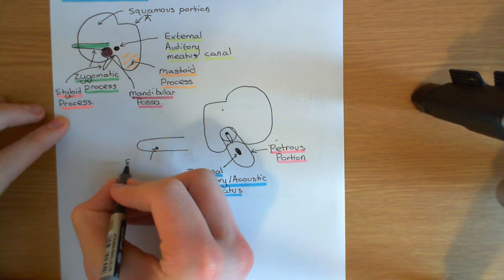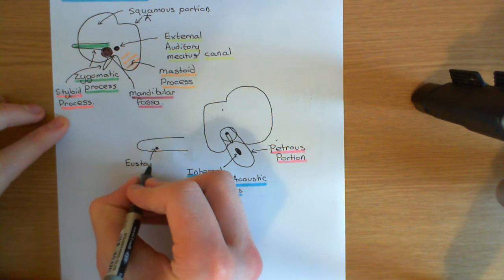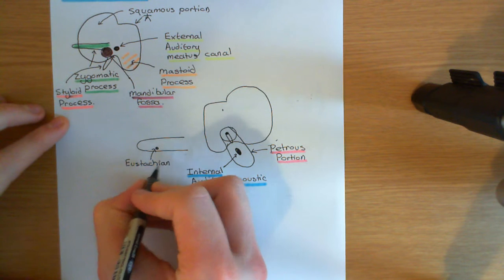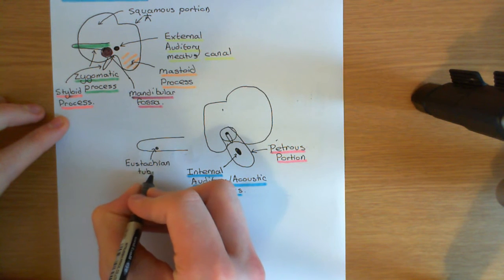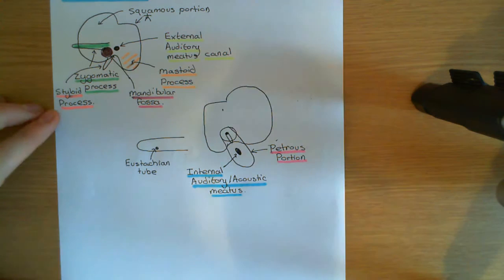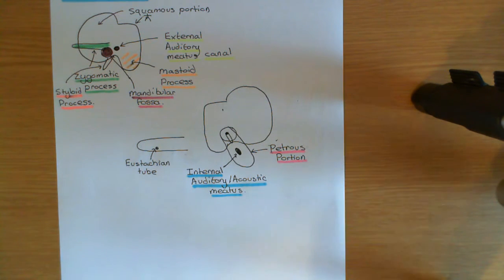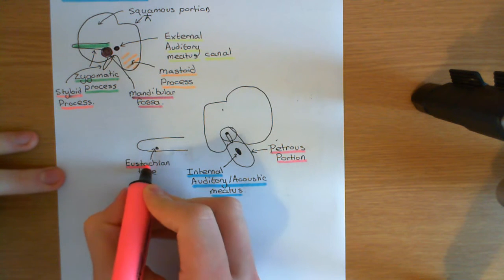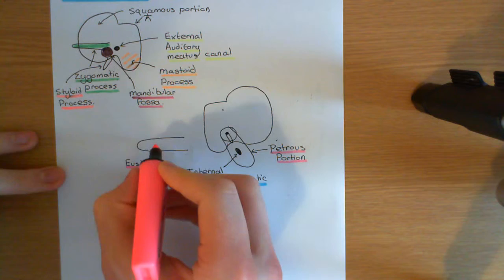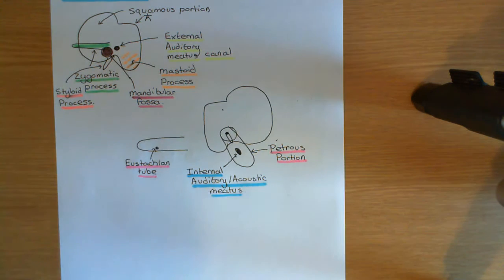This is where the eustachian tube is going to come out. And we'll talk about the eustachian tube later on. It's a connection between the pharynx and the middle ear cavity, and it's involved in equalizing pressure in the external auditory canal and the middle ear cavity. But we'll talk about that later on. But for now, I just want to point out that there is an opening on the anterior aspect of the petrous bone. This is going to be where the eustachian tube is going to come out. And that'll be on the base of the skull.